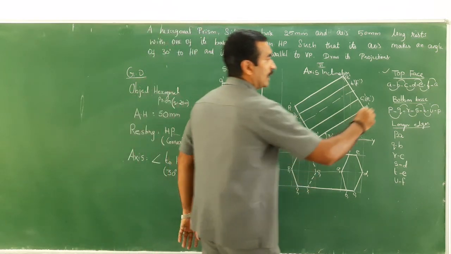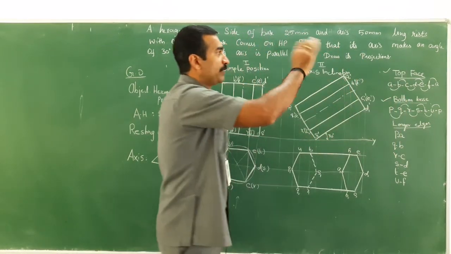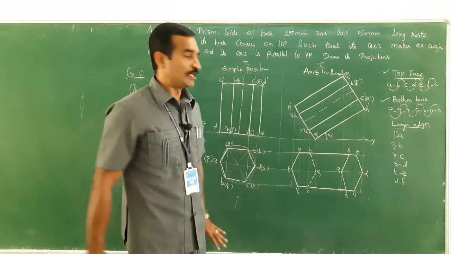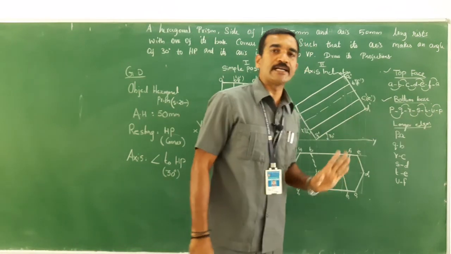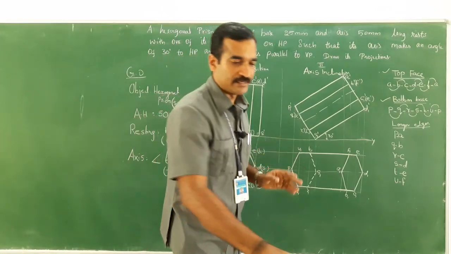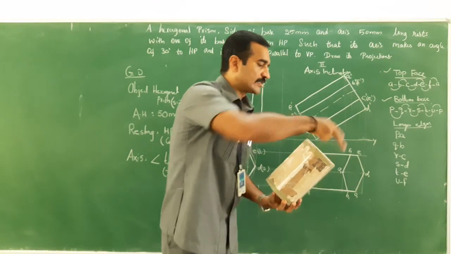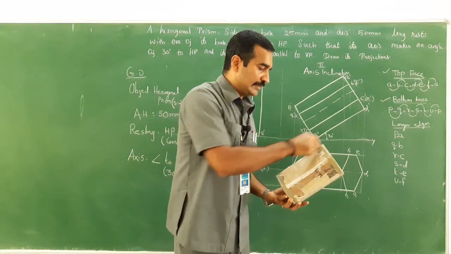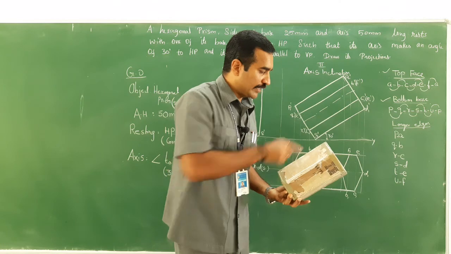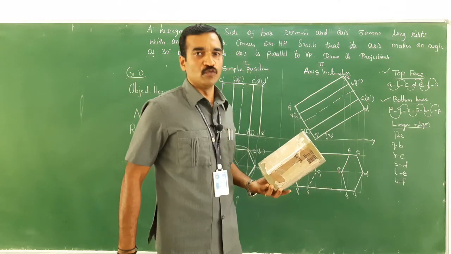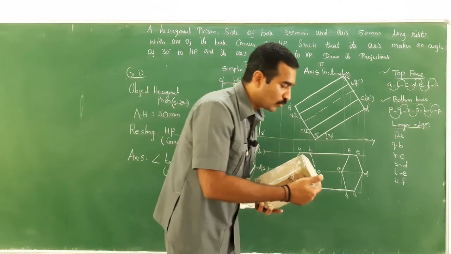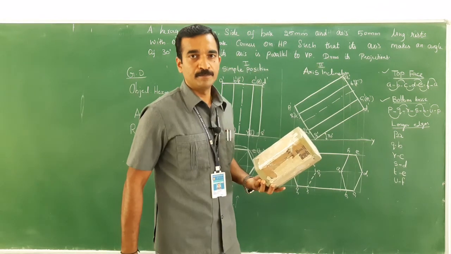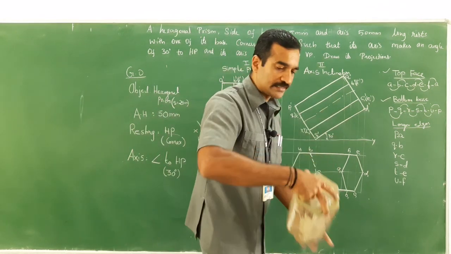So now I have finished the top face and bottom base. Now I have to see the longer edges. When the object is tilted in this position, only 3 longer edges would be visible. The rest, all 1, 2, 3, are invisible. What are the longer edges here?